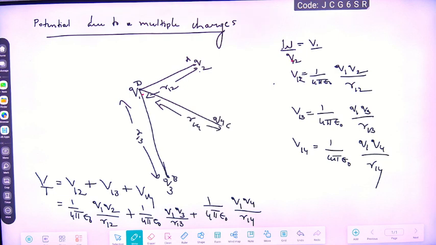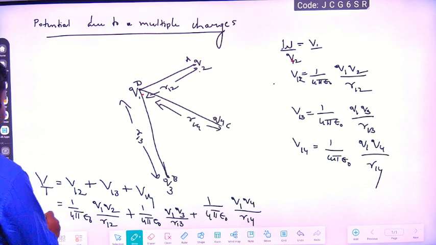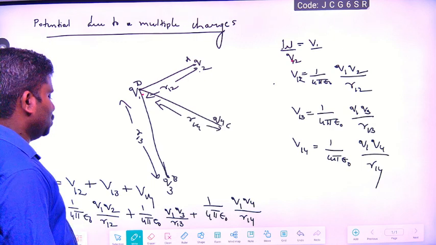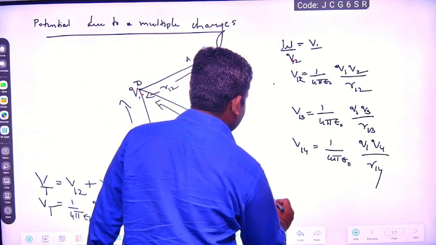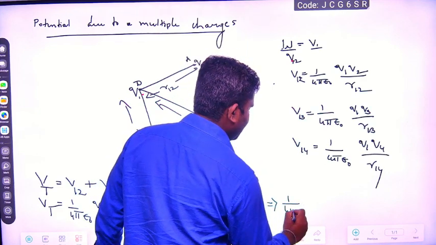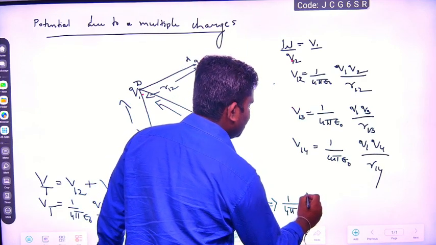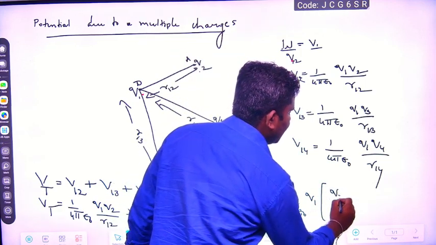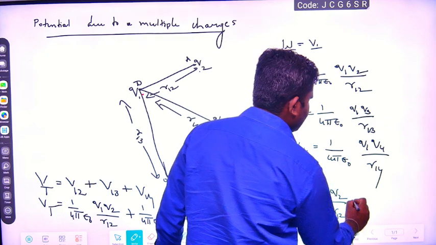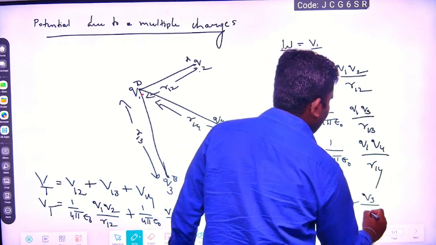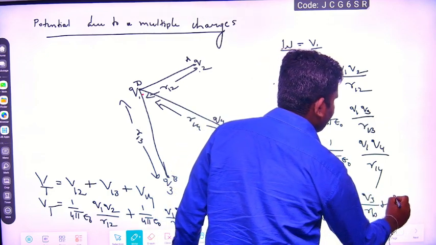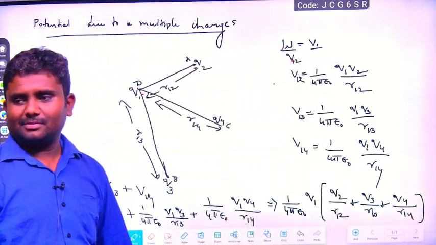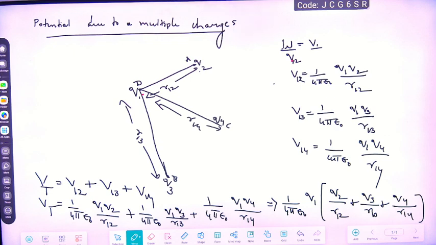Okay, understood? This is V total. Now, what is the total final answer? Just take 1 by 4 pi epsilon naught common, with Q1 also common. Now, it is Q2 by R12 plus Q3 by R13 plus Q4 by R14. Okay, but there is one more thing to discuss.